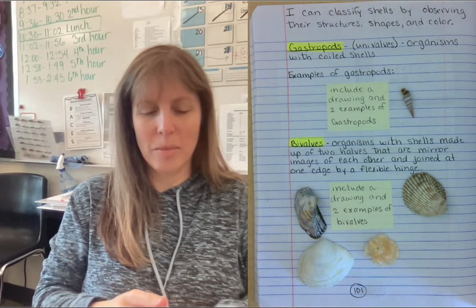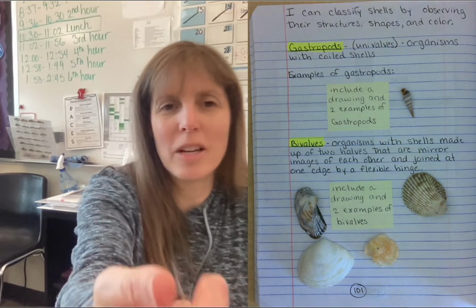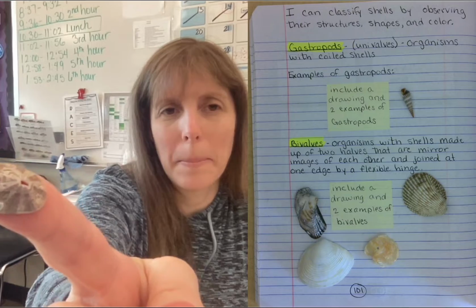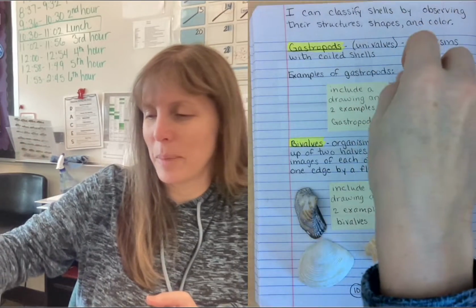This is super awesome. You're going to look at these. It kind of looks like a miniature volcano, and it's got a hole in the top. And it's called a limpet.